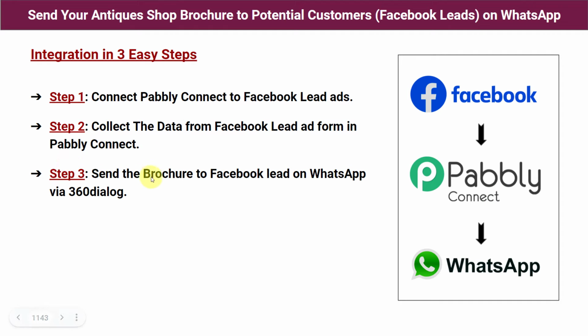And step 3 is to send the brochure to the Facebook lead on WhatsApp via 360 Dialog. So finally, we are going to send the brochure of our shop to the lead we have generated, and whose data we captured here in Pabbly Connect, on his or her WhatsApp account. And to do this, we are going to use another application, which is 360 Dialog. I will tell you what 360 Dialog is later on in this video. First of all, let's jump back to our step 1 and open Pabbly Connect.